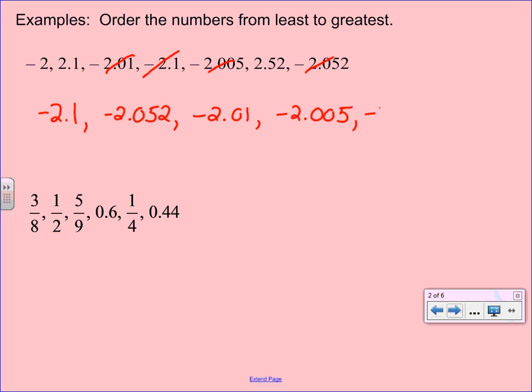Negative 2 looks like it's going to be the next number. I'll cross that off. And now I'm into the positives, so it'll be 2.1 and 2.52.